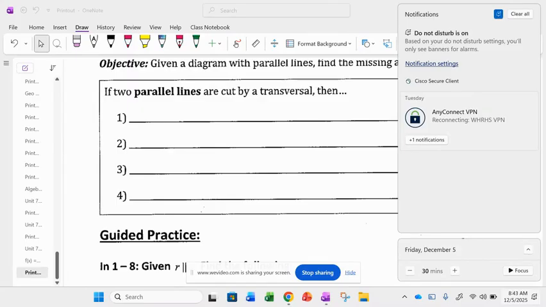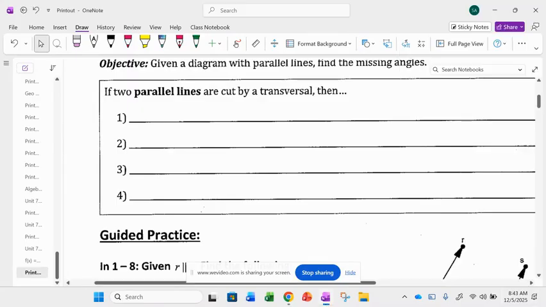So yesterday we were saying if the alternate interior angles are congruent, then the lines are parallel. If the corresponding angles are congruent, then the lines are parallel. If the angles inside the C, same side interior angles, are supplementary, then the lines are parallel. Also, if the alternate exterior angles are congruent, then the lines are parallel.